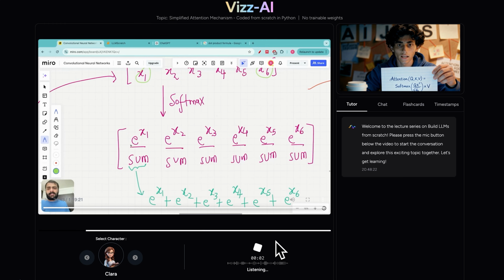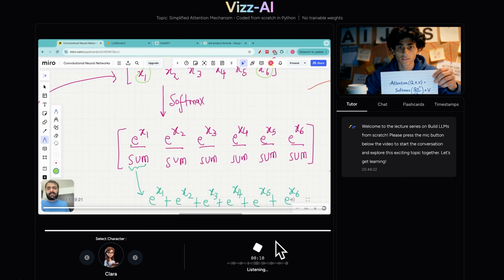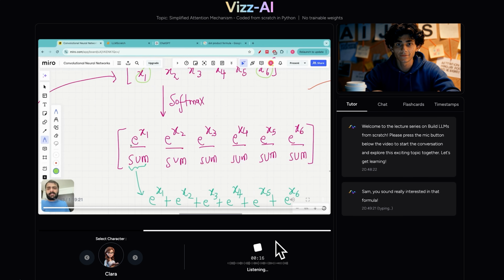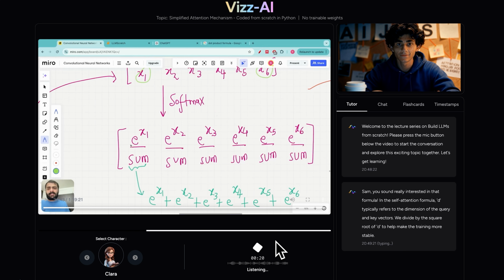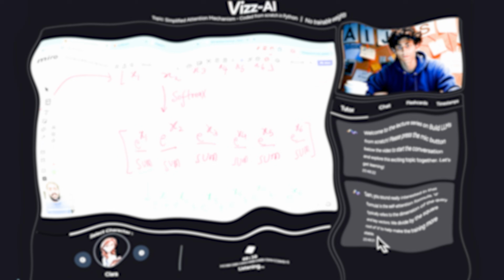Hi, Vizz. I get the meanings of Q, K, and V, but I'm still confused about what D stands for in this formula. Could you please clarify it? Sam, you sound really interested in that formula. In the self-attention formula, D typically refers to the dimension of the query and key vectors. We divide by the square root of D to help make the training more stable.